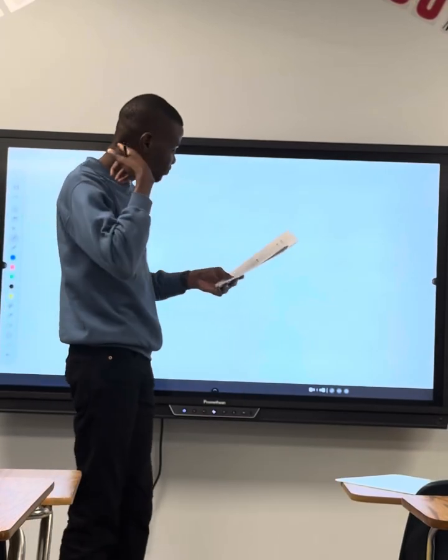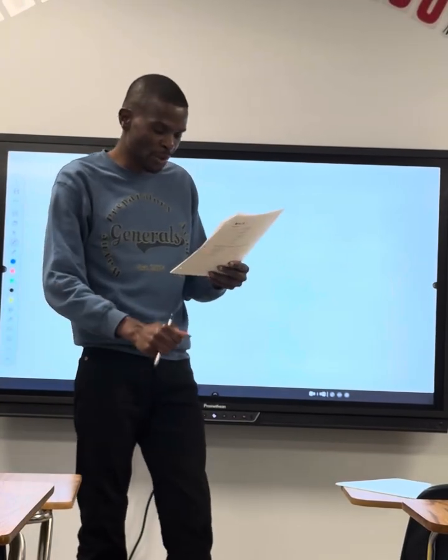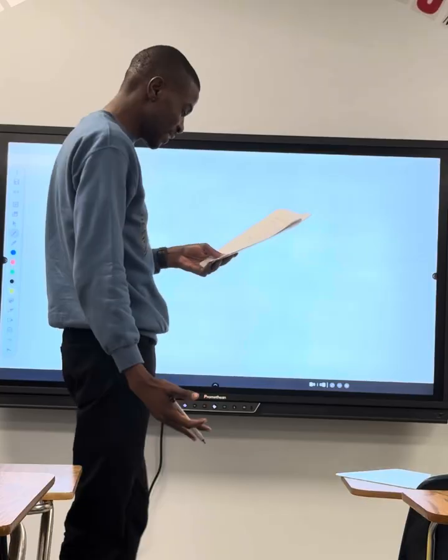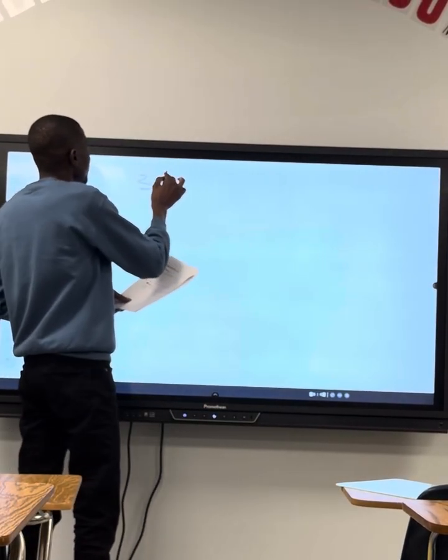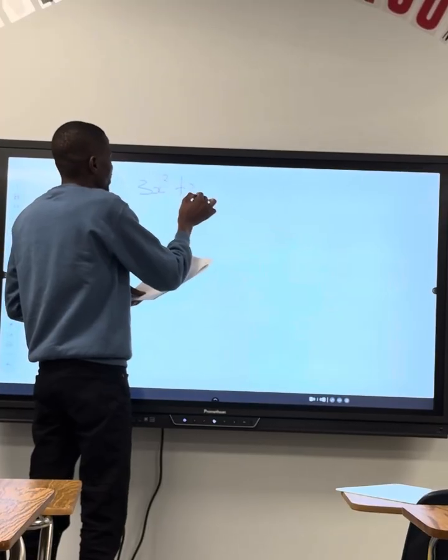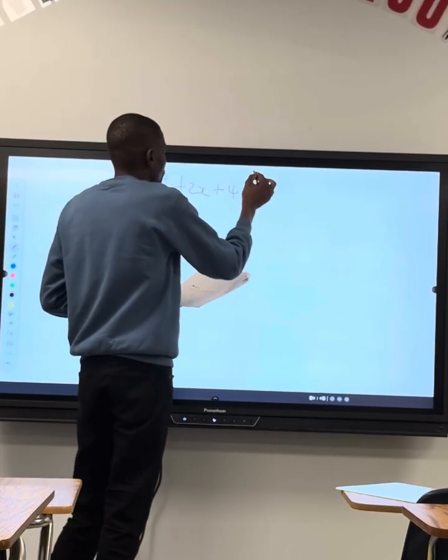The problem that we want to solve: solve the following using the quadratic formula. Simplify imaginary answers where necessary. So I have this 3x squared plus 2x plus 4 equal to 0.